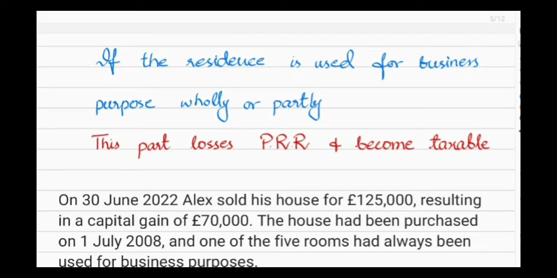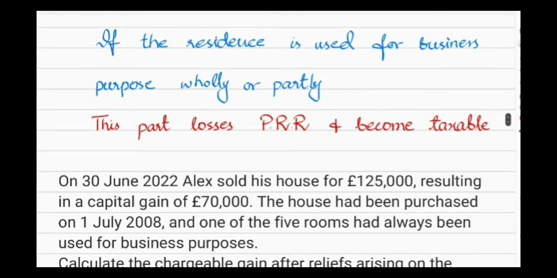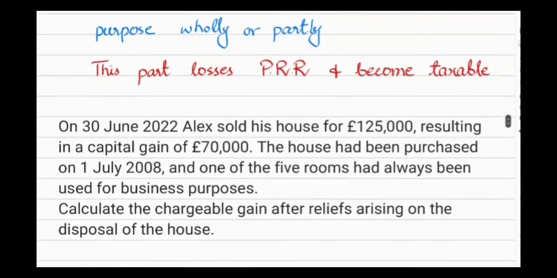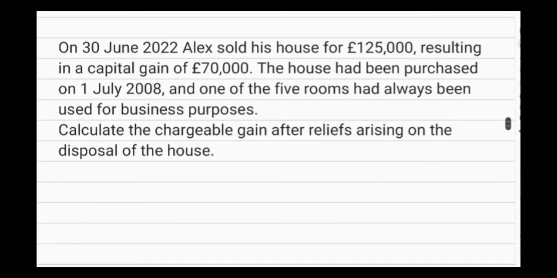Now it is considered that if the residence is used for business purposes wholly or partly, this part loses PRR and becomes taxable, right? If 1 out of 5 rooms has been used for business purposes, then on this one room the PRR relief will not be considered and it is chargeable. Like on 30th June 2022, Alex sold his house for 1,25,000, resulting in a gain of 70,000. The house had been purchased in July 2008 and one of the 5 rooms had always been used for business purposes. Calculate the chargeable gain after relief arising on the disposal of the house.